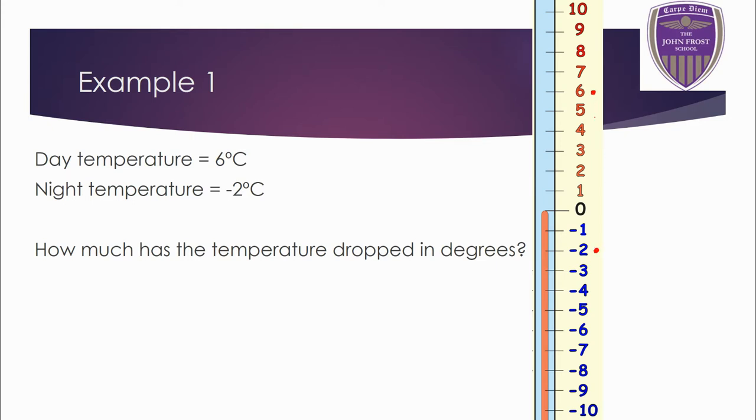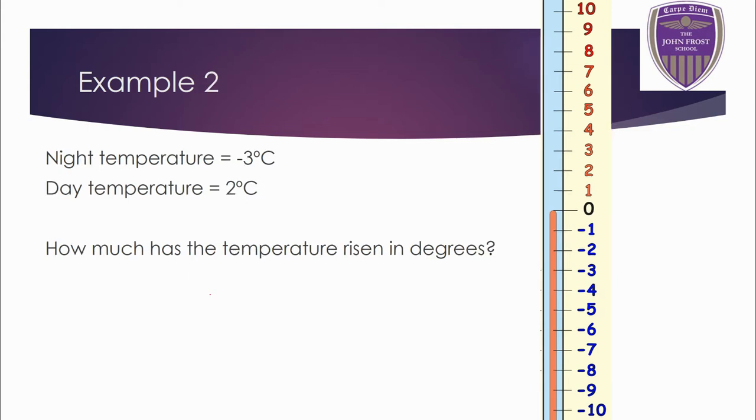And to find the difference, all we're doing is going to count how many numbers are in between these two numbers. So I start at 6, 1, 2, 3, 4, 5, 6, 7, 8. So because there's a difference of 8 between 6 and minus 2, the temperature has dropped 8 degrees Celsius. Okay, let's have a look at another example.